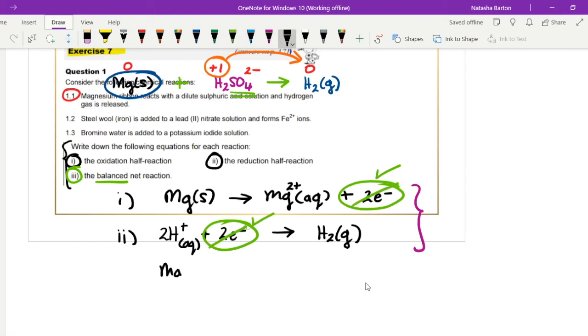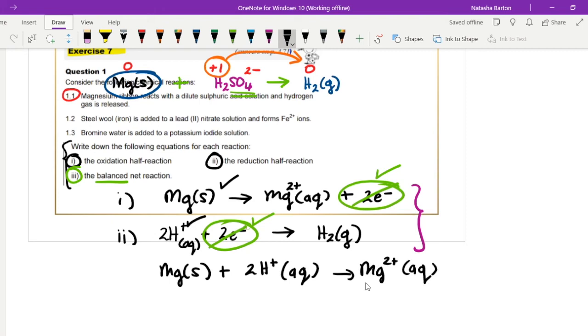Then we have Mg solid, the one reactant, plus 2H+ aqueous, the other reactant, is going to form Mg2+ aqueous, that one, plus H2 gas, that one. And that is the balanced net reaction. So net reaction means we don't need to show electrons, don't need to show our spectator ions.